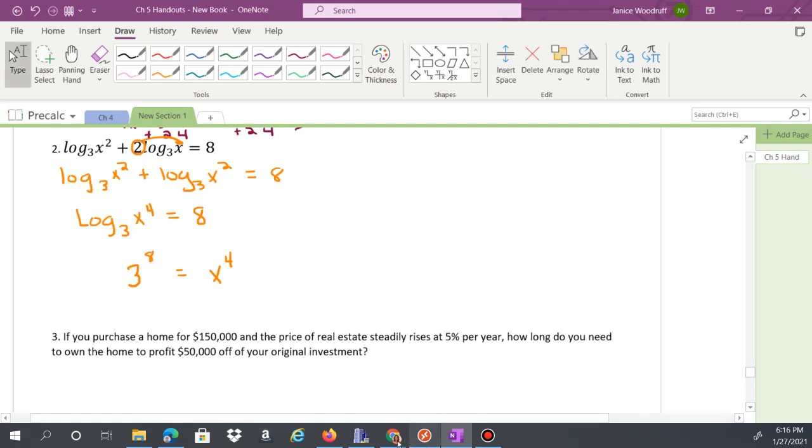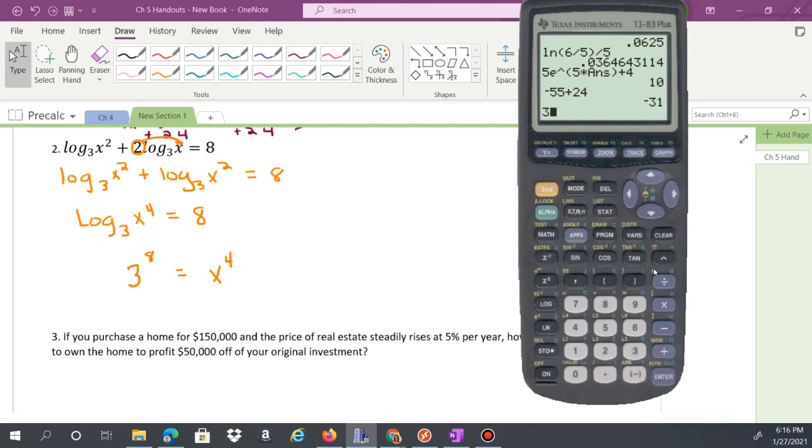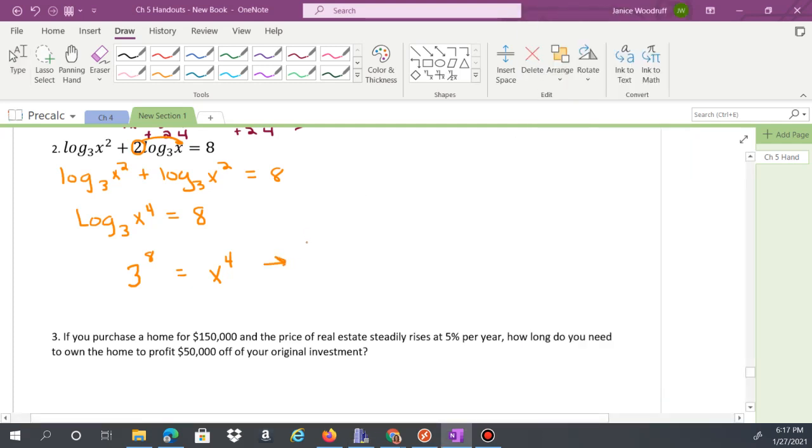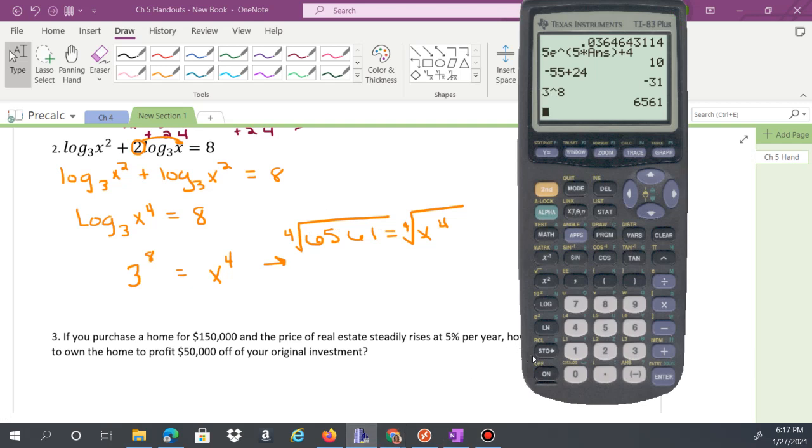Let's find out what that is. 6,561. And then we'll take the 4th root of that. Okay, so find the 4th root of that. We are going to go 4 math and x root 6561, and that'll give us 9.